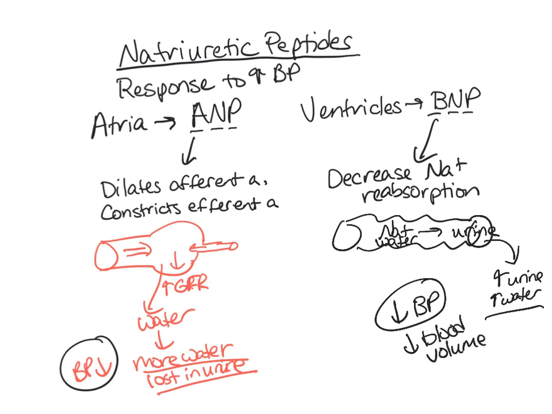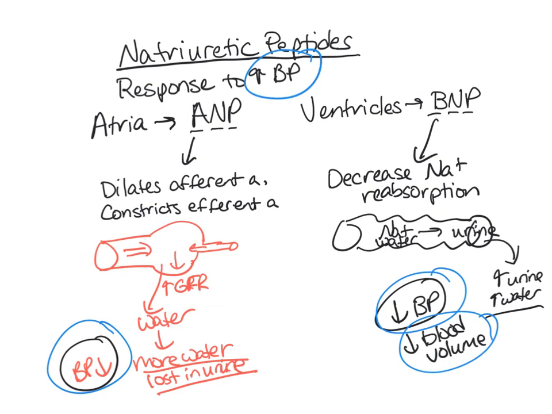In both of these cases then, you started out with an increased blood pressure, and through the ANP and the BNP, you decrease the blood pressure and you decrease the blood volume. Now let's talk about neural regulation.